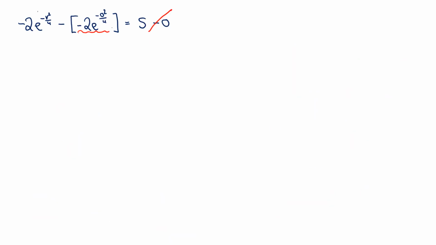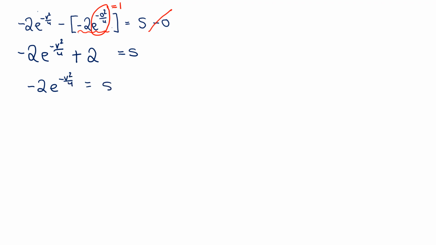So just to give us a little bit more space to work, we get minus 2e to the power of minus v squared over 4, plus, and that gives us a 2. Remember, this whole piece here is equal to 1, and that equals s. What we're looking for is v in terms of s. So we need to get v on its own. So we get minus 2e to the power of minus v squared over 4 is s minus 2. Let's divide by that minus 2.